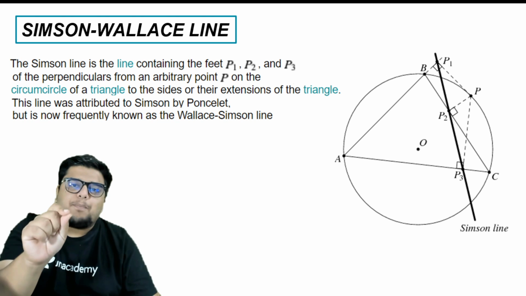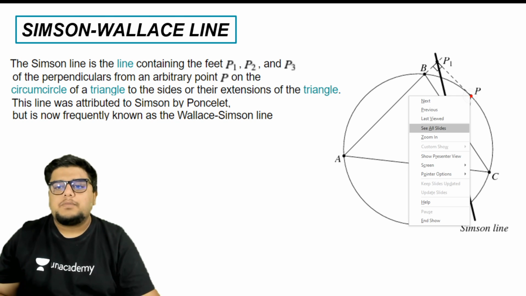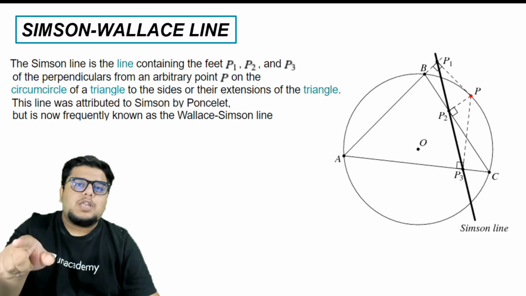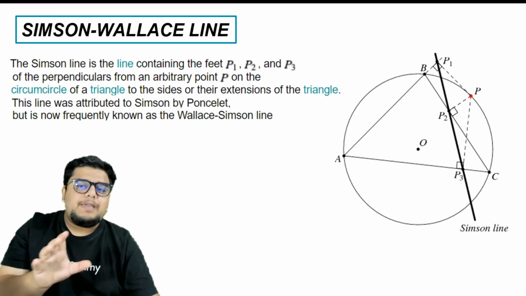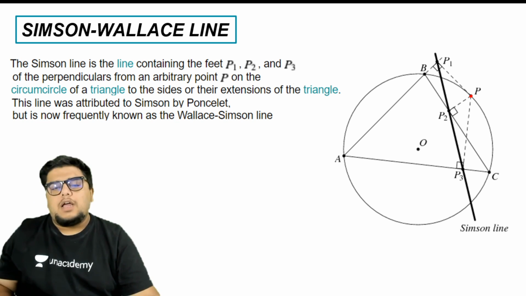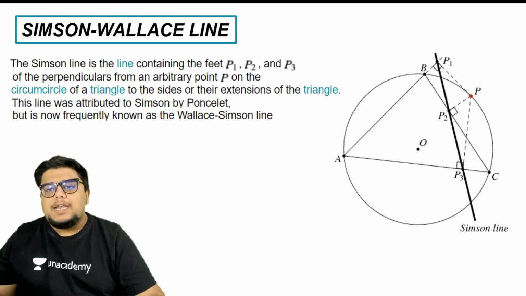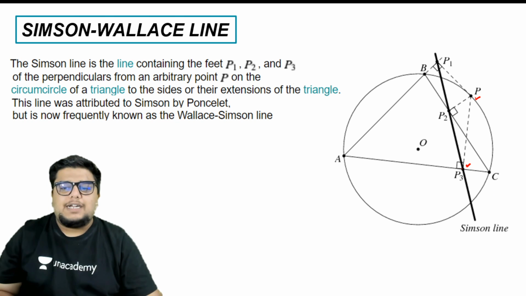अब अगर मैं कोई भी एक पॉइंट लेता हूं ऑन द सर्कल, लेट्स से इफ आई टेक अ पॉइंट P ऑन द सर्कल, और मैंने ट्रायंगल की तीनों साइड्स AB, BC और CA के ऊपर पॉइंट P से एक परपेंडिकुलर ड्रॉ किया। मान लीजिए from point P I draw a perpendicular to side AC, so at point P3 it is intersecting.